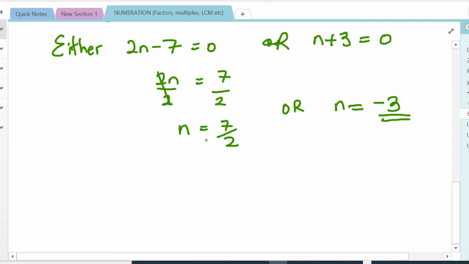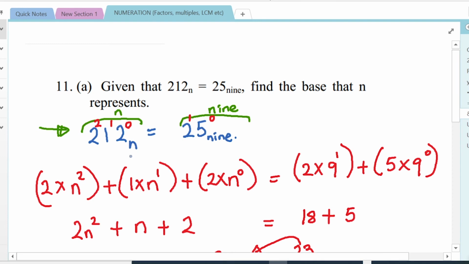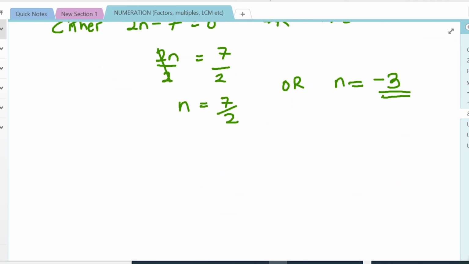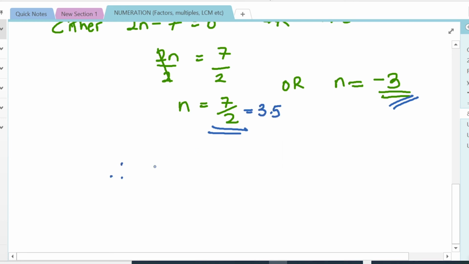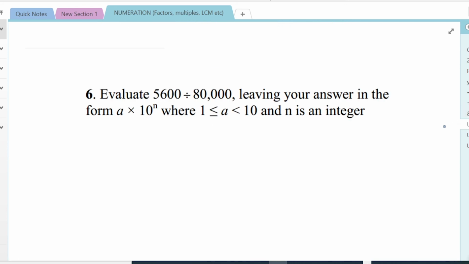So of course here we are looking for the value of n, and if you look at our question, the value of n is supposed to be a base. And we do not have such a thing as a negative base. So since one of our answers is negative, we eliminate it and take this one. Of course 7 divided by 2 is the same as 3.5. So we say therefore n is equal to 3.5, and that's our answer right there. So, moving on to the next.